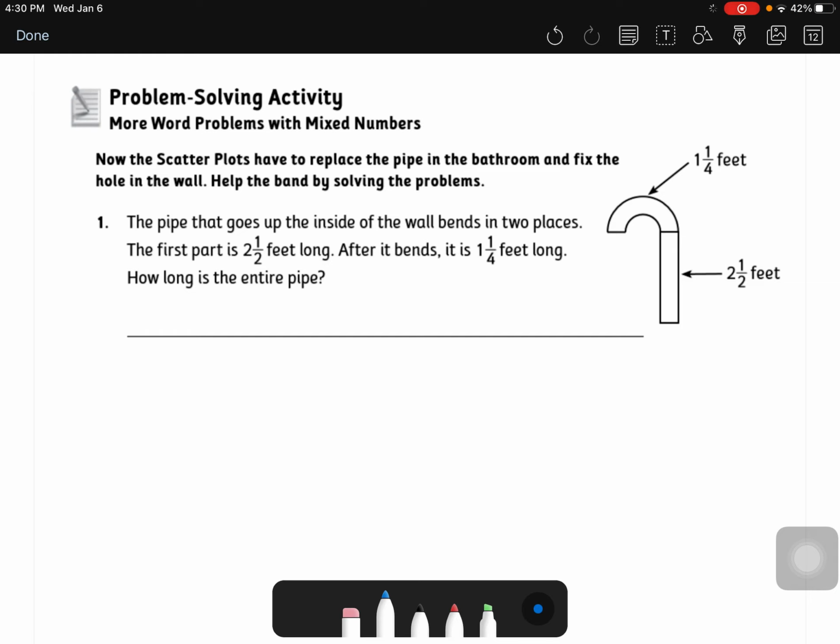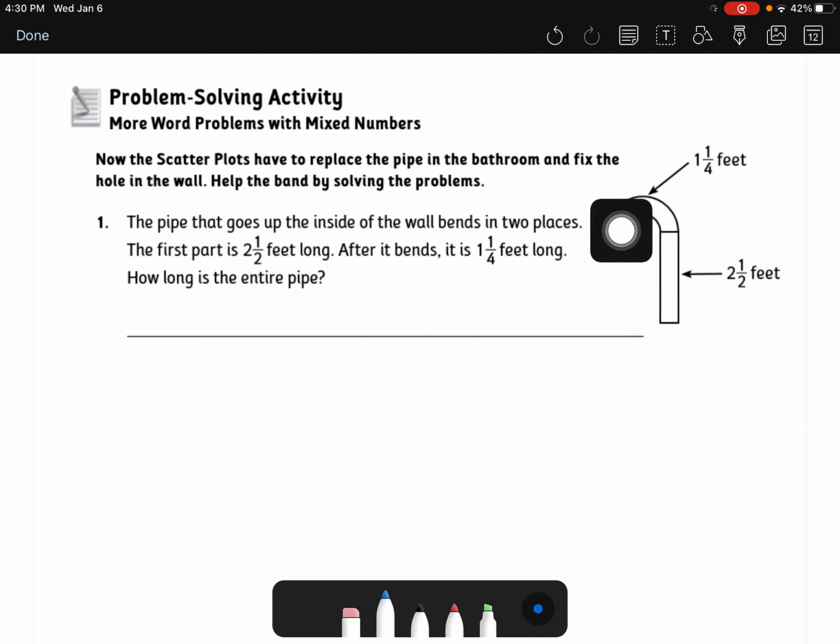Okay, so here we've got more word problems. It says, now the scatter plots have to replace the pipe in the bathroom and fix the hole in the wall. Help the band by solving the problems. Okay, so the pipe that goes up inside the wall bends in 2 places. The first part is 2.5 feet long. After it bends, it's 1 1/4 feet long. How long is the entire pipe?